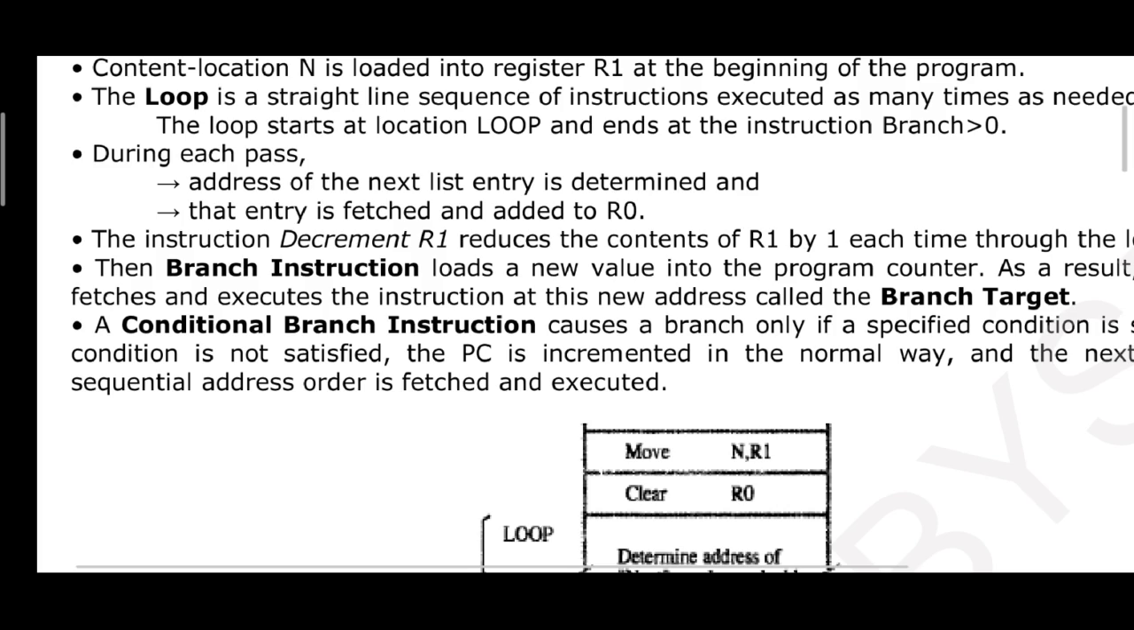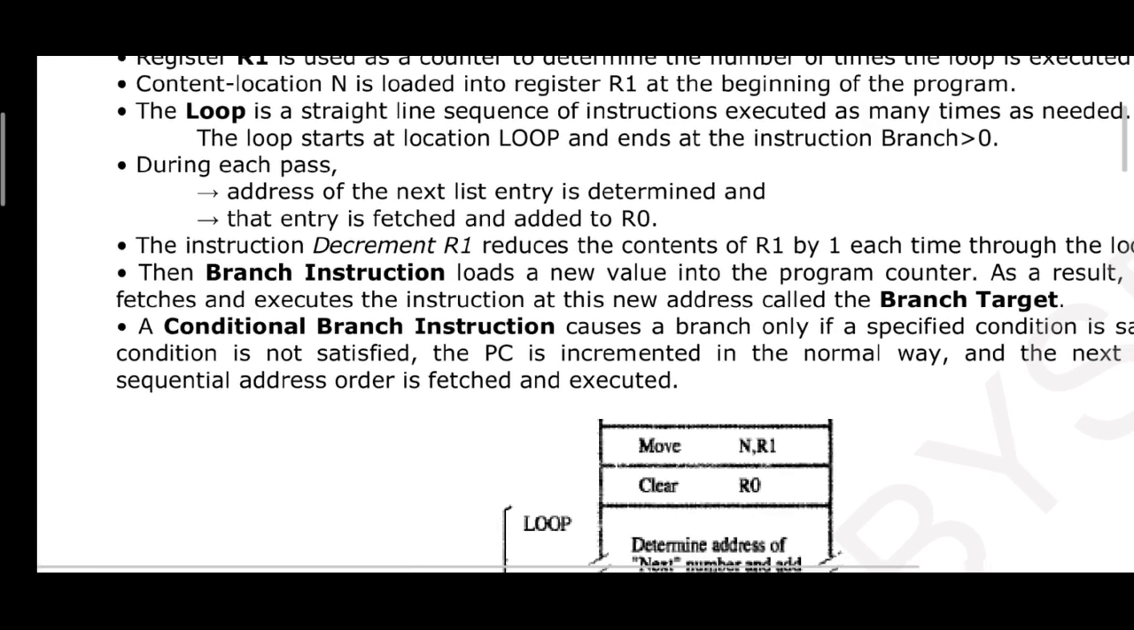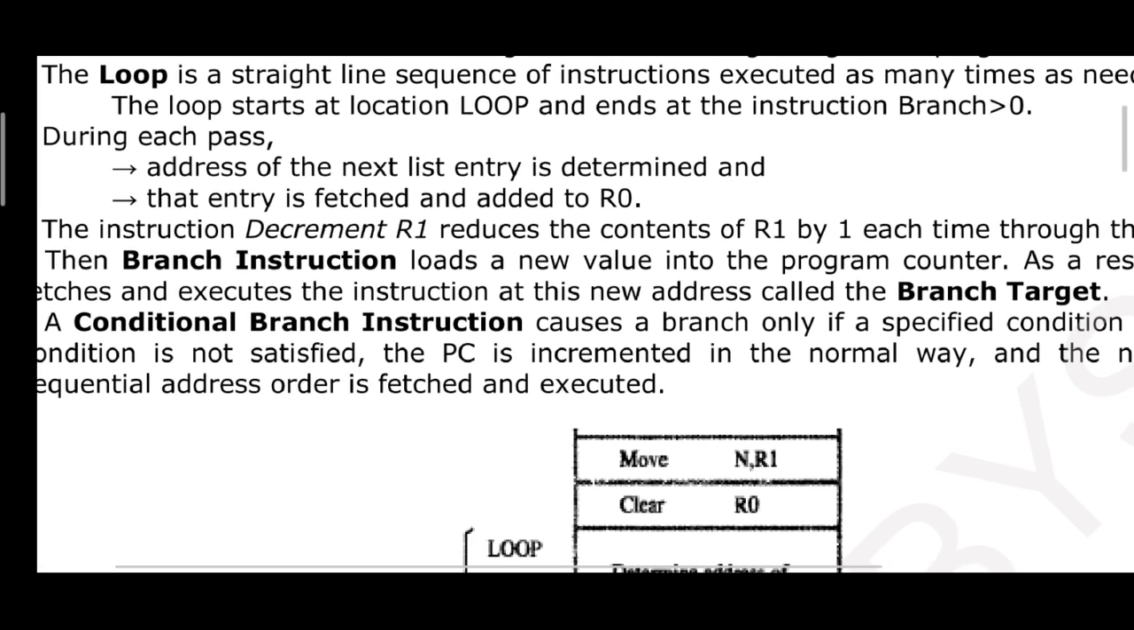The instruction decrement R1 is used to reduce the content of R1. R1 stands for the count. If you are adding 10 numbers, then the value 10 will be stored in R1. After adding the first number out of 10, how many more numbers are remaining? Nine more numbers are remaining. So how will you come to notice 9?